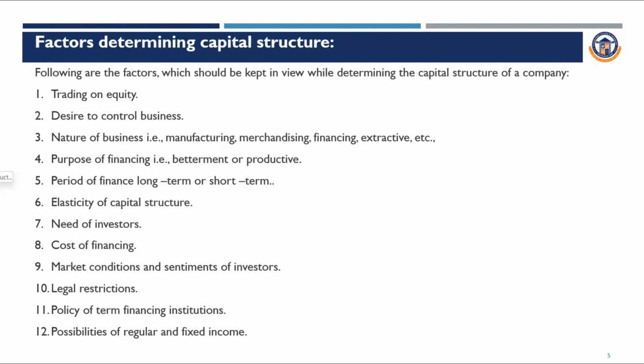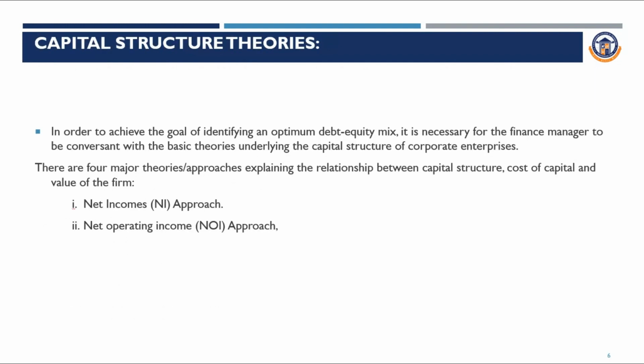Nature of the business, like manufacturing, service sector, or financing. Then purpose of financing, then period of financing, that is long term or short term, velocity of capital structure, then need of investor, cost of financing, and legal restrictions from the government or from external bodies, then policy of term financing institutions, then possibilities of regular and fixed income.